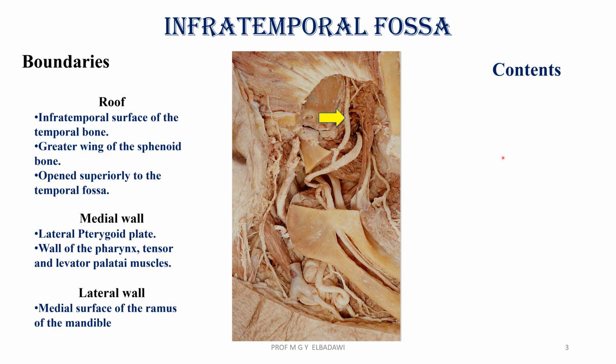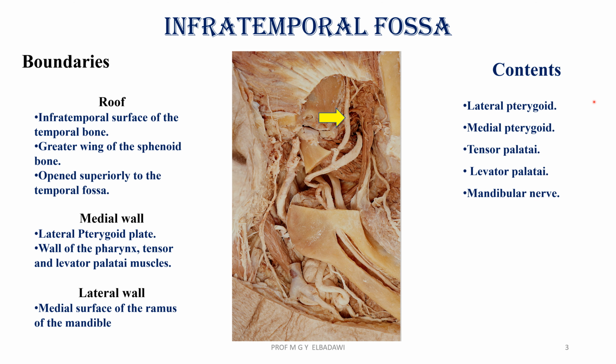The contents of that fossa are the lateral pterygoid, the medial pterygoid, the tensor palati, and the levator palati muscles. The main content is the mandibular nerve. The maxillary nerve is just passing by, as it leaves the skull through the foramen rotundum to the infratemporal fossa here, and makes a loop to go directly to the pterygopalatine fossa.